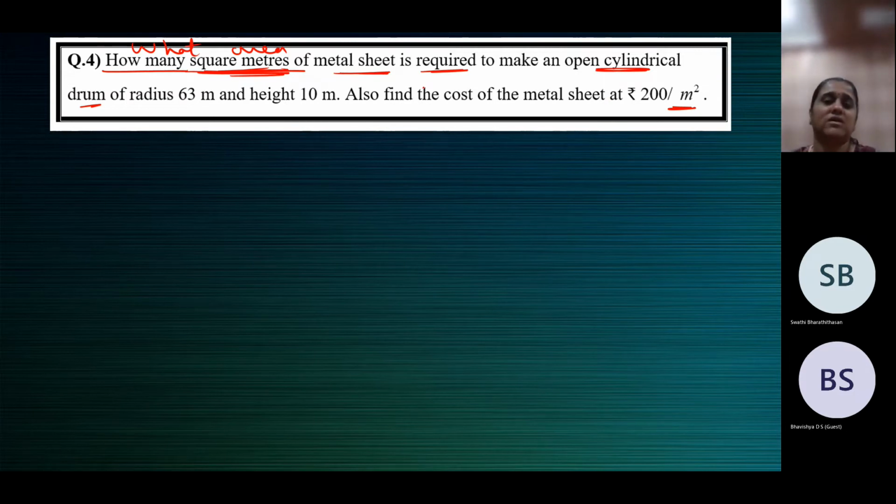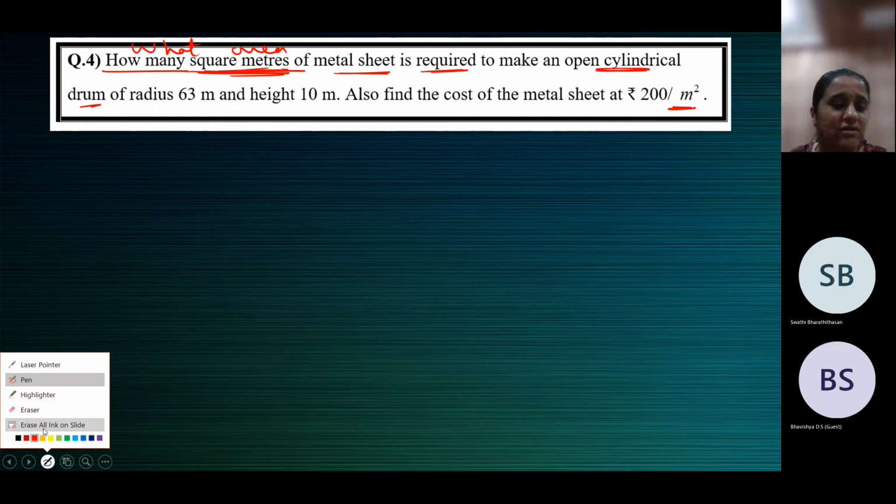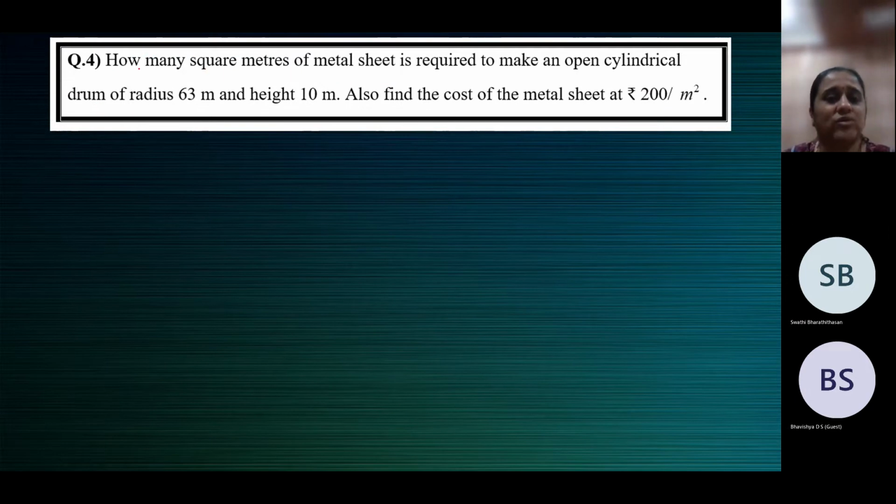That's all. What you should understand is, when you write the question, underline how many and write what on top of it. And underline square meters and write area on top of it. So read the question like this: what area of metal sheet is required to make the cylindrical drum? You know radius and height, so you can find the area. Then area multiplied by this rate, 200 rupees, will give you the total cost.